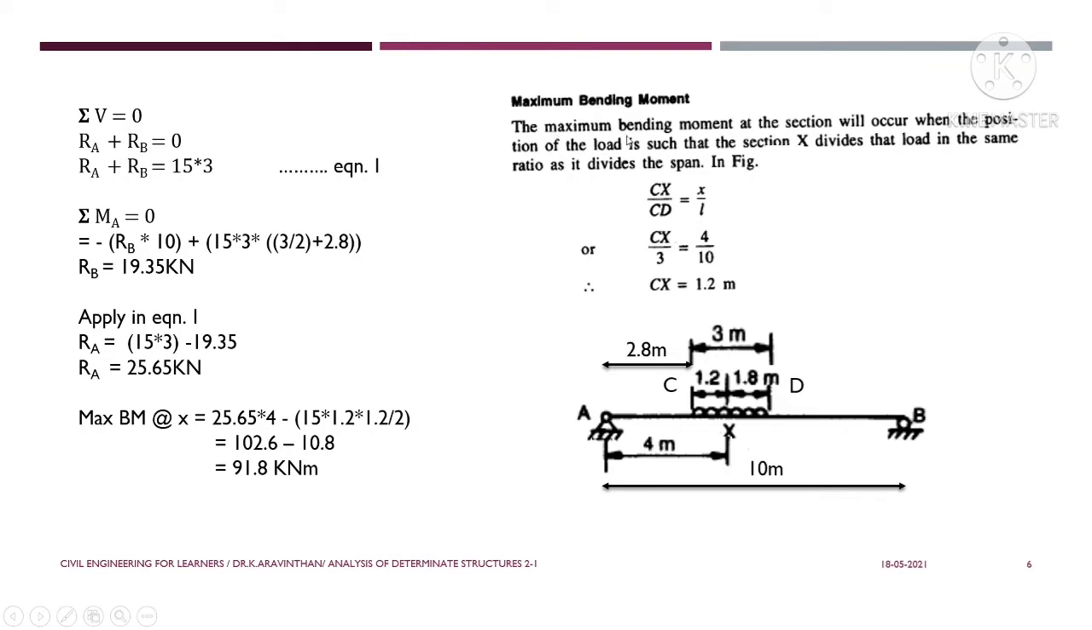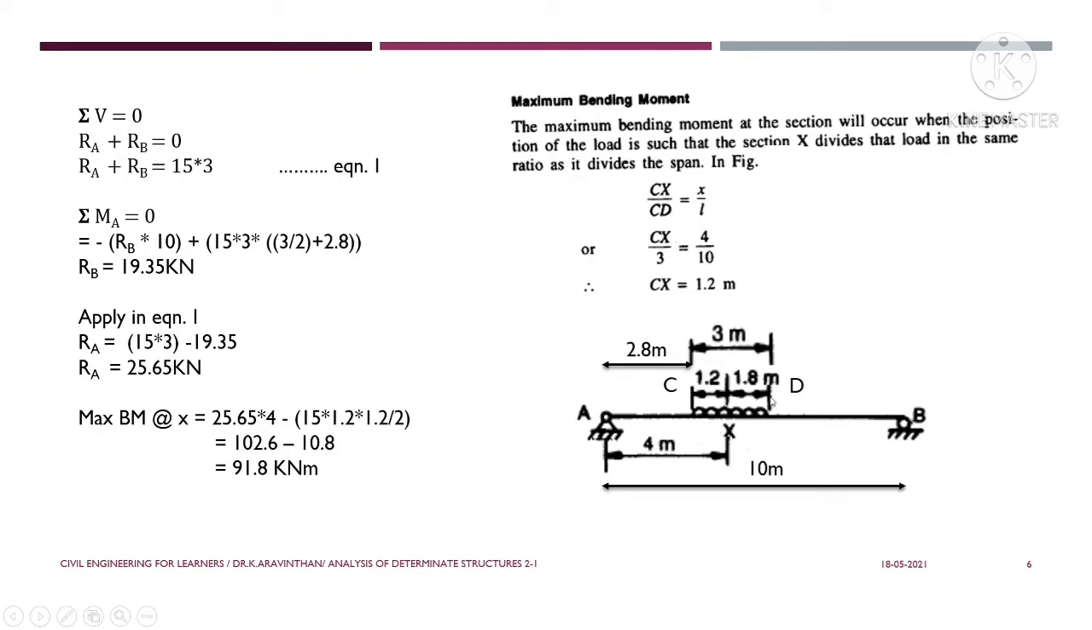So the maximum bending moment at a section will occur when the position of the load is such that the section X divides the load in the same ratio. Whatever the ratio here, the span ratio is 4 by 10, so 4 by 10 will be 0.4. So the same 0.4 should be the ratio of the load. If you substitute 3 into 0.4, you will be getting 1.2.